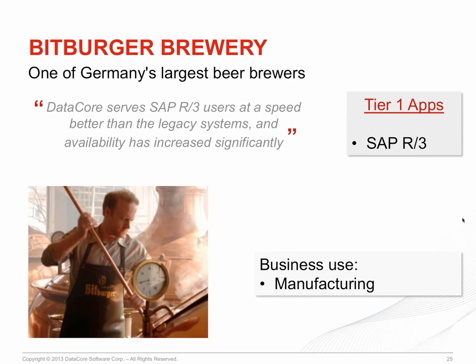Another company is Bitburger, which is one of Germany's largest beer brewers. And they say DataCore serves SAP, the SCSI 3 users at the speed better than legacy systems. So basically, again, when you are using the latest technologies, such as Oracle PGR or SAP R3, DataCore is capable to deliver speed. And something which is very important to explain, DataCore has got no grid or no compatibility list on which database or which applications are tested.